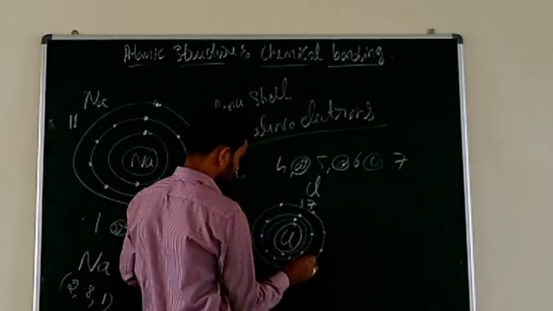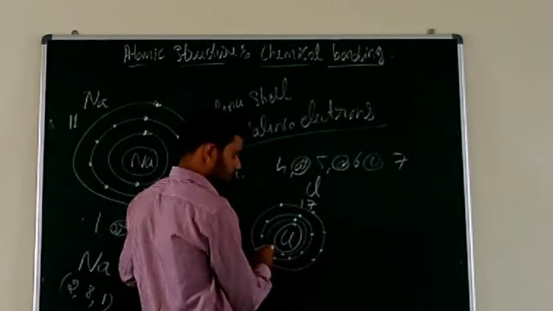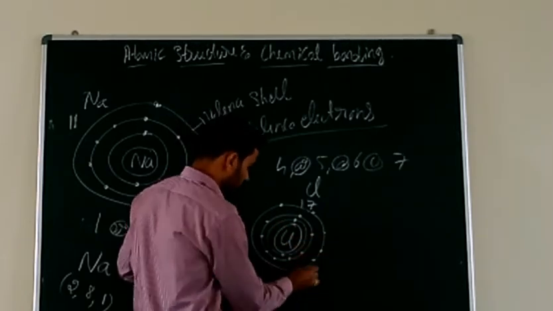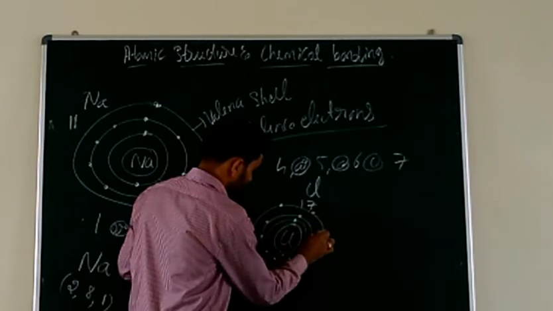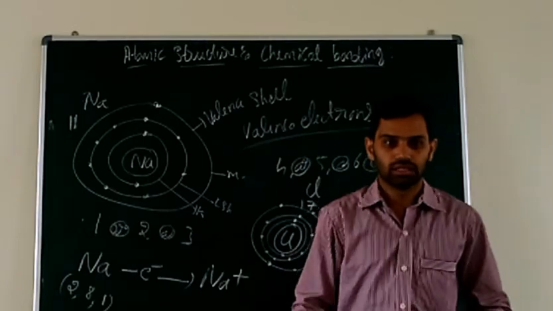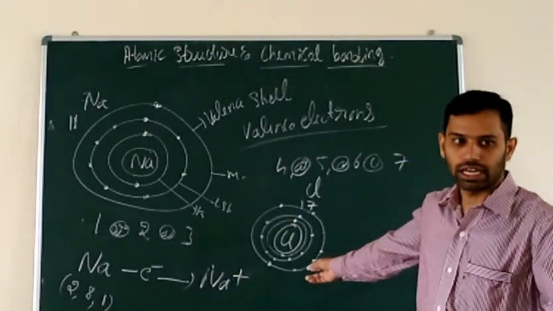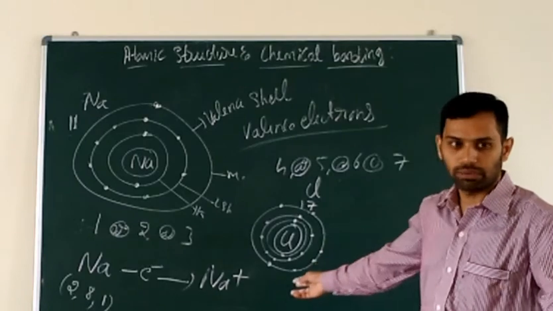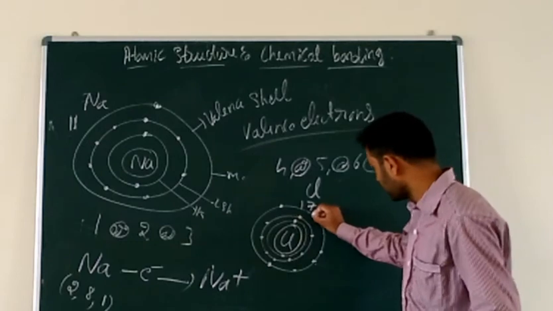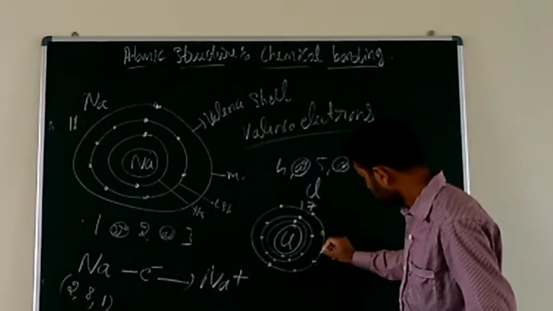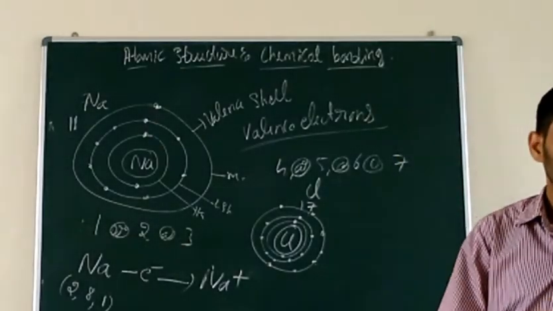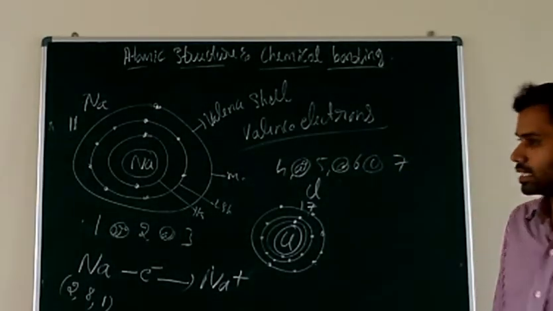So how many electrons can you fill in the M shell? In the K shell, 2 electrons. In the L shell, 8 electrons. 2 plus 8, 10. How many electrons are remaining now to fill in the M shell? 7 electrons. Now fill in the M shell 7 electrons. Now, as I told, is it a metal or a non-metal? Non-metal. It is a non-metal.